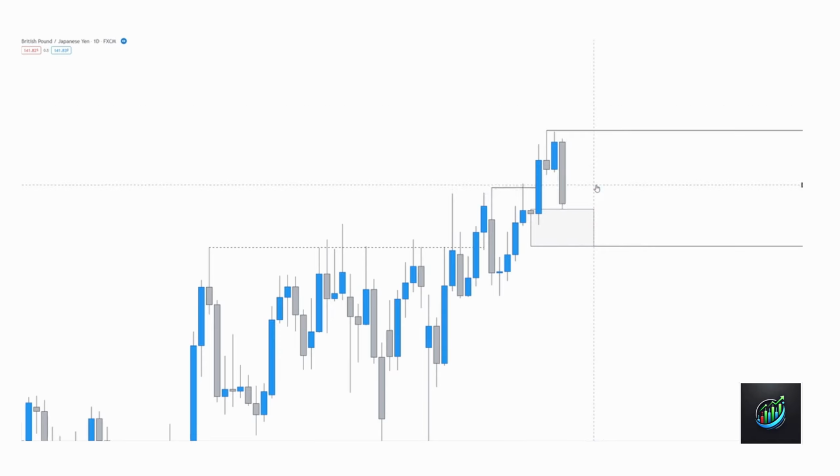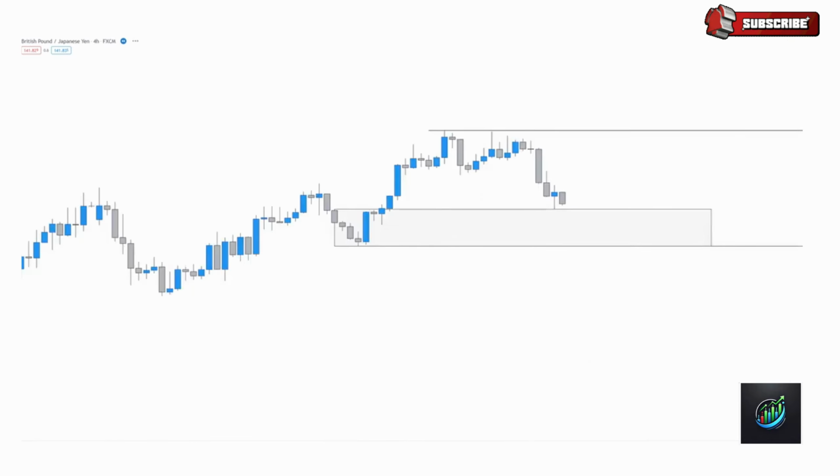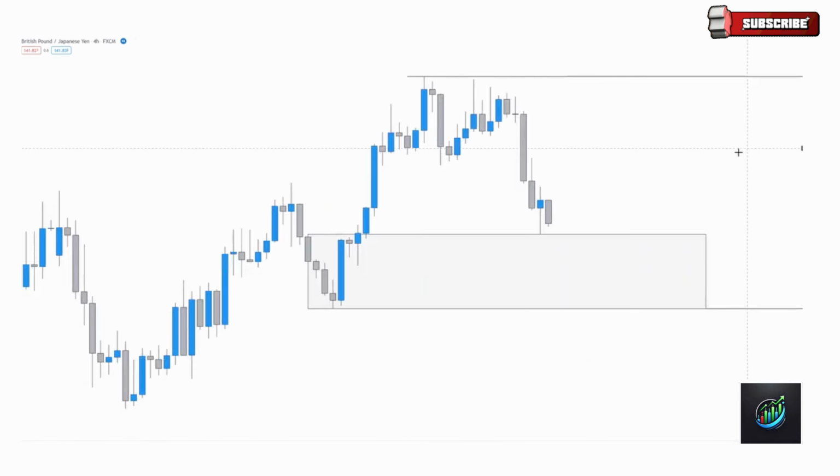So what we're going to do now is I'm just going to delete this. We're going to go down to the 4-hour chart and take a look at the trading range that we're within on the 4-hour chart. What we can see on the 4-hour chart is that the daily range that we are in was this entire leg in price.